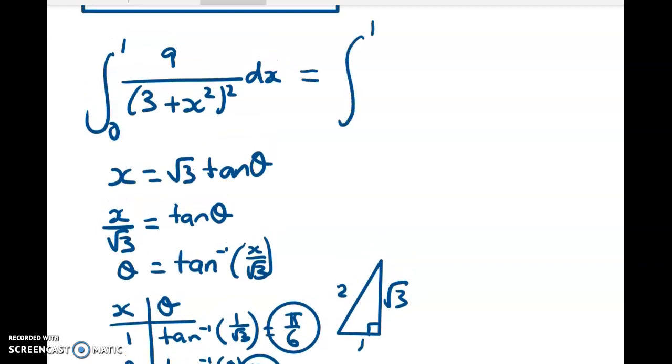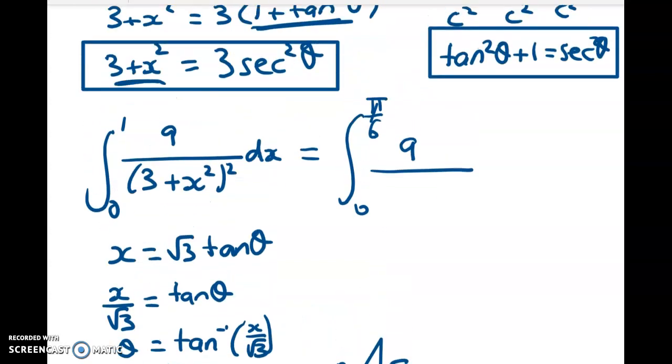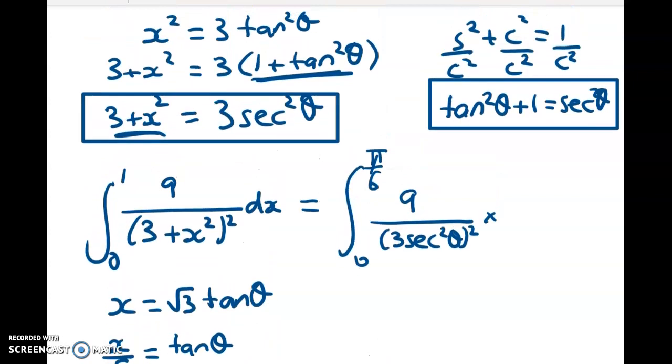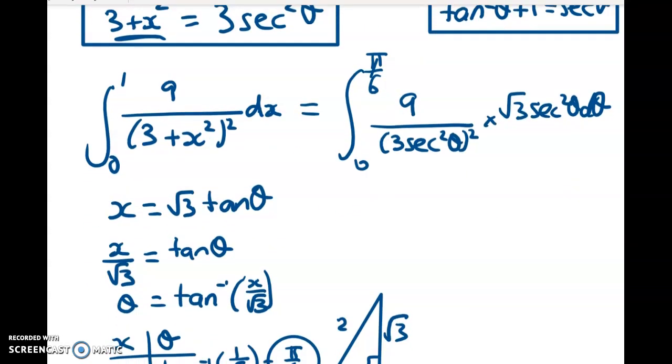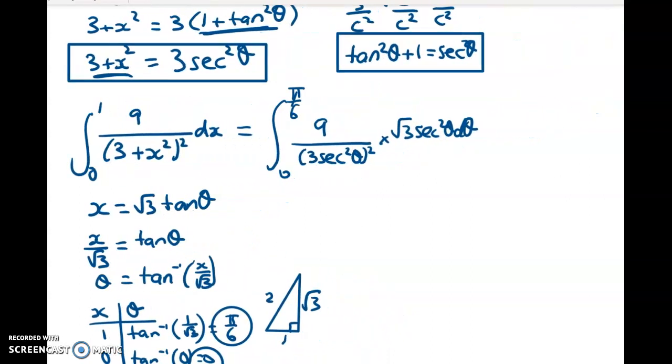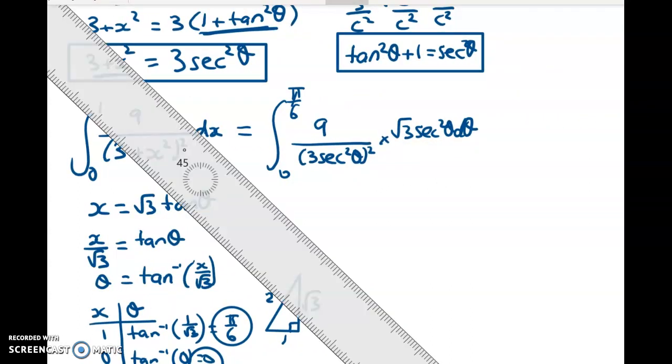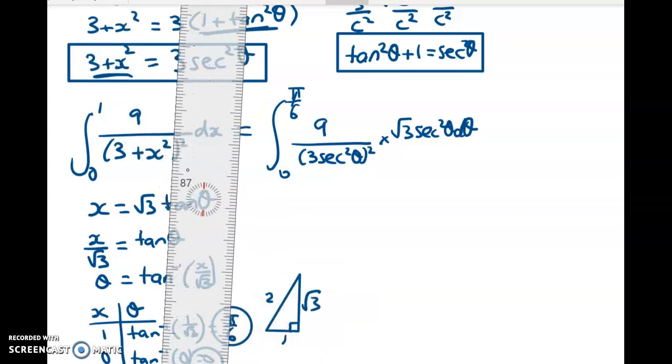So my limits are going to be pi on 6 to 0, and then I've got 9 over, so 3 plus x squared here needs to be squared, so 9 over 3 sec squared theta squared, and then dx from up here is equal to √3 sec squared theta d theta. So we're nearly finished with those first 3 marks. I'll just shrink my screen a wee bit. I might just neatly put a marker in here.